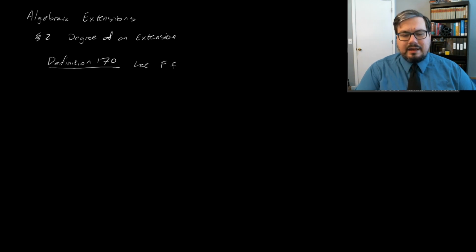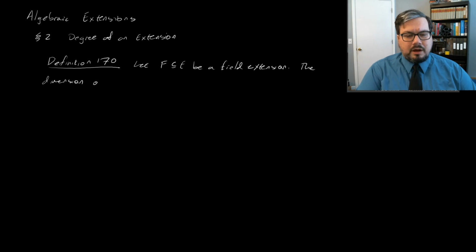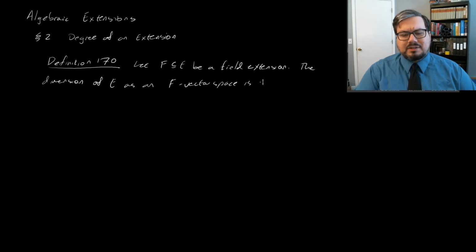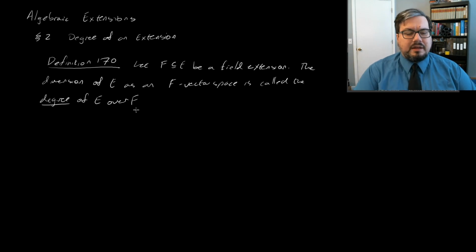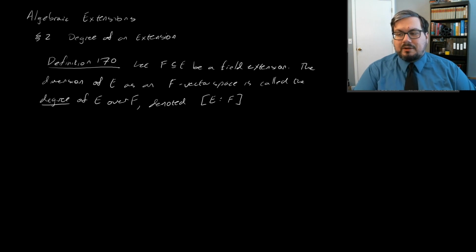says: let F contained in E be a field extension. The dimension of E as an F vector space is called the degree of E over F and is denoted this way, as [E : F] in square brackets.